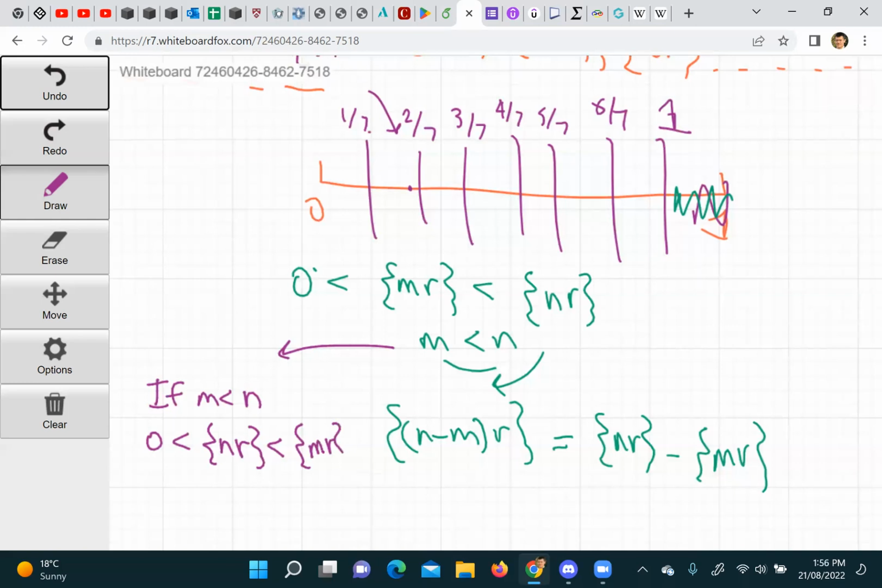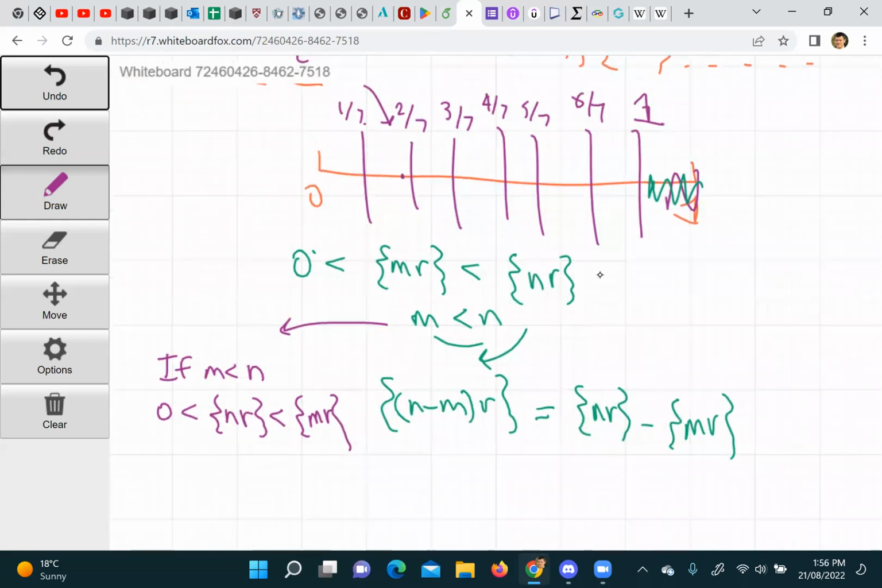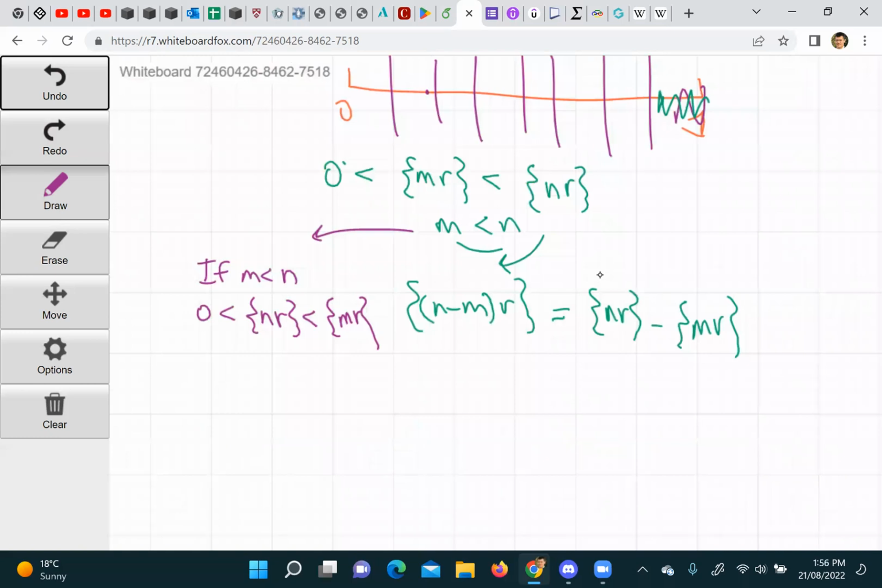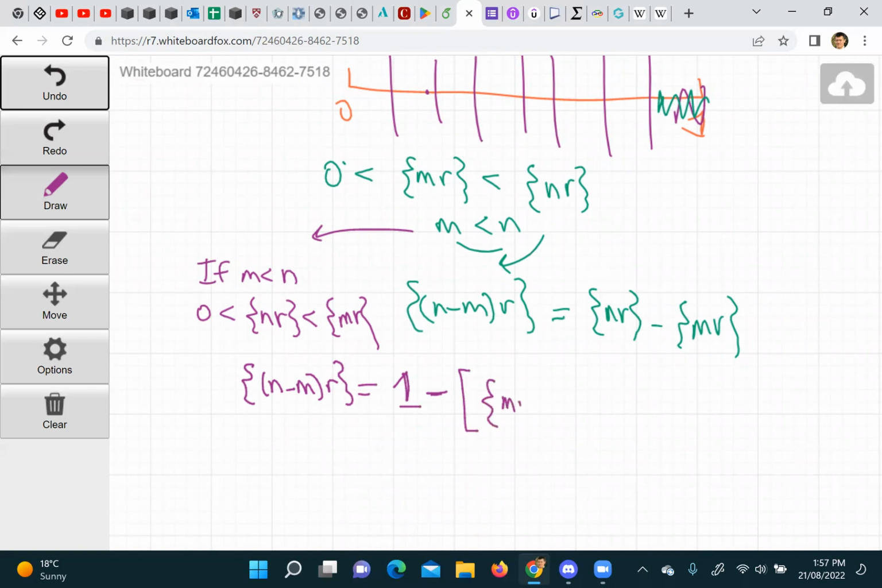So if now they are out of order, then you can still, because now n minus m is going to be equal to, I think, 1 minus. Because this was a negative of the fractional part of that. So n minus m times r will be 1 minus mr minus nr.